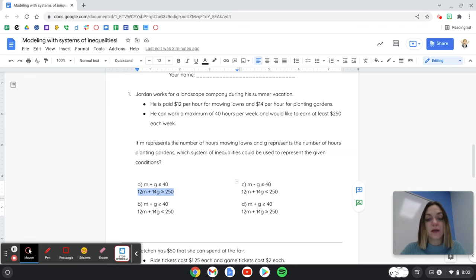which is amazing. That's exactly what I need, because it's saying that his money earned is greater than or equal to $250, which is exactly what my problem is saying. He needs to earn at least $250 per week. So A is the only option that makes sense in this situation.